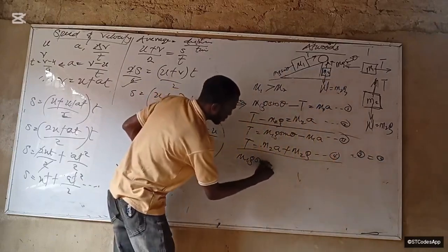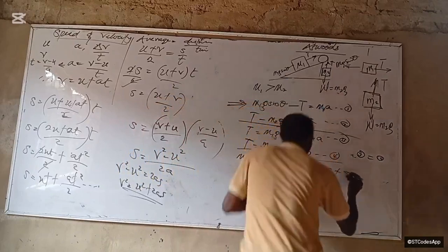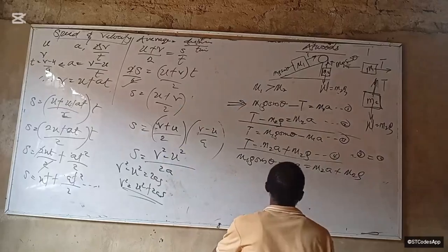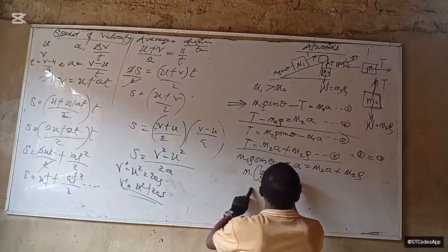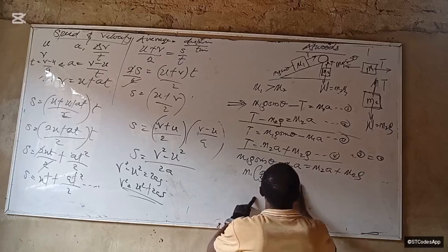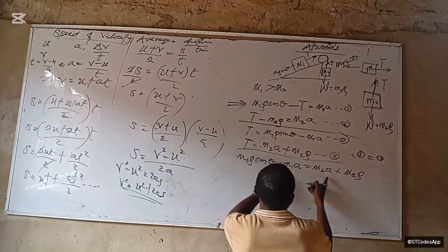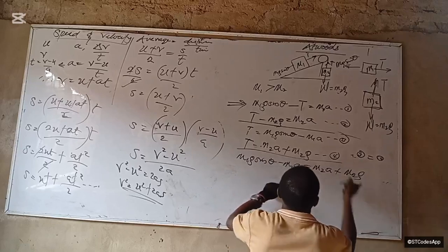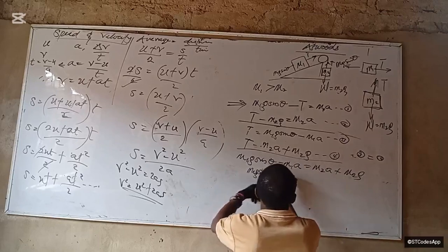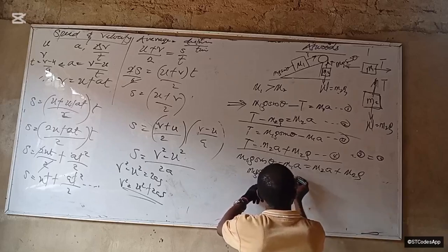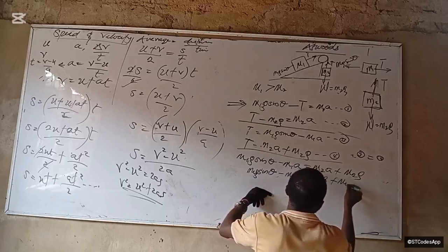So m1g sine theta minus m1a will be equal to m2a plus m2g. Okay? It's the acceleration we want to get. Let's collect the terms that have acceleration together. So these have acceleration, right? Let's bring this here and this here. Does that make sense? m1g sine theta, please follow me, minus m2g is equal to m2a plus m1a.